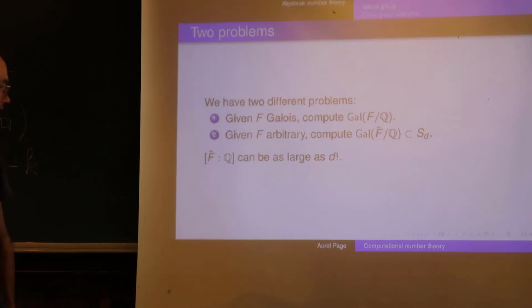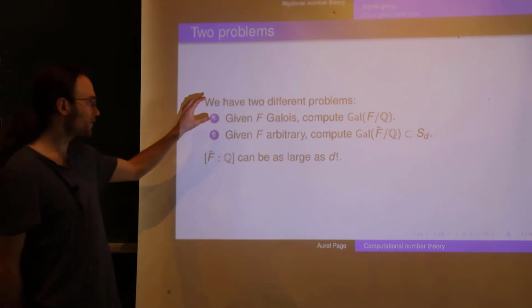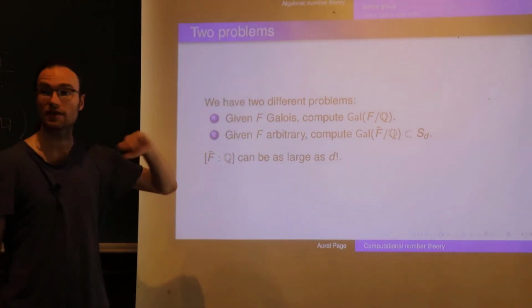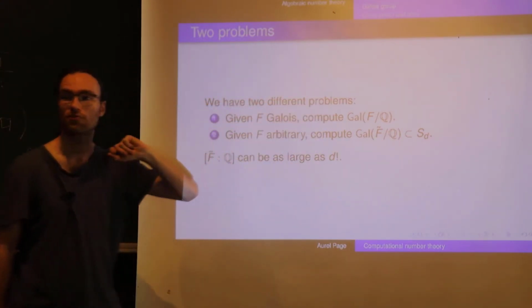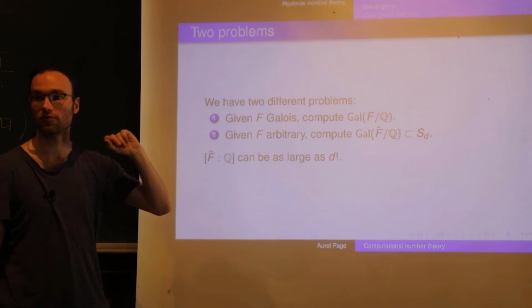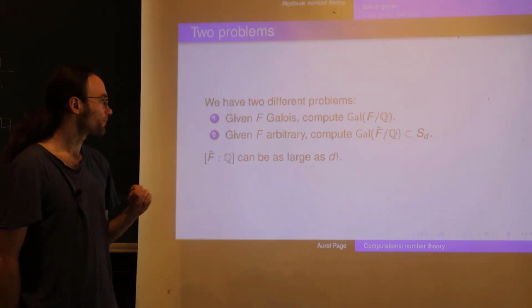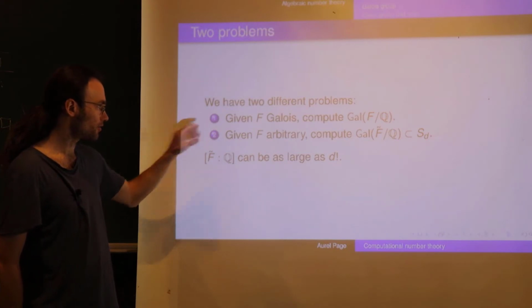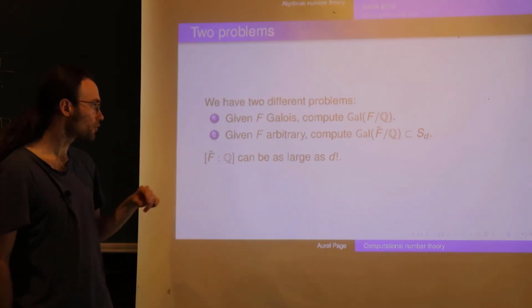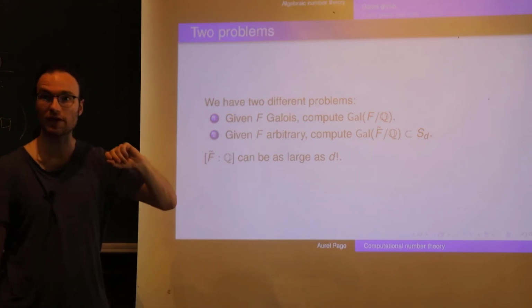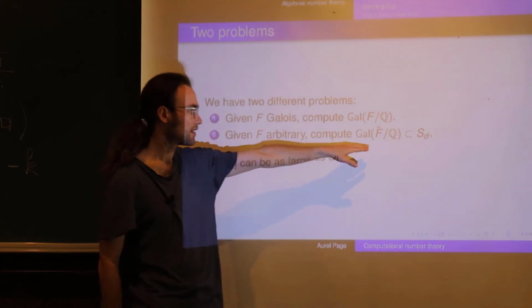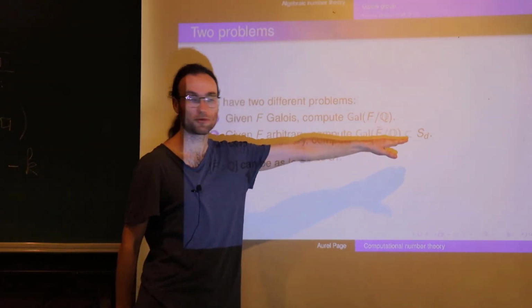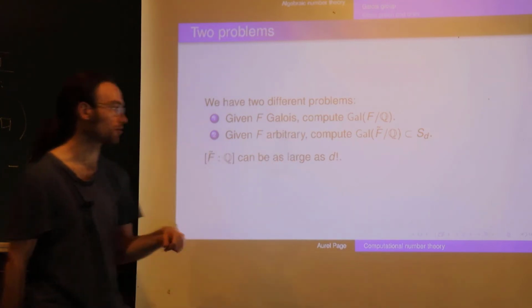So really, there are two actual different problems. You could be given as input f that is Galois already from the start. And then the question is to compute the Galois group, which is the same as the automorphism group. And the other possible problem would be that you're given f that is not necessarily Galois. You consider its Galois closure. It has a Galois group. You want to compute it as a subgroup of the permutation group over the roots of the polynomial.